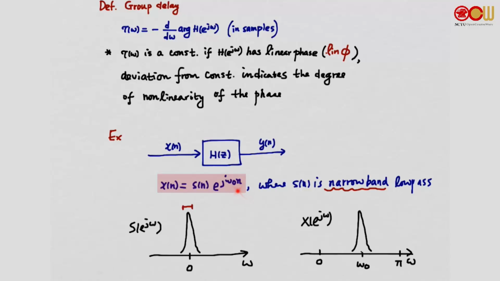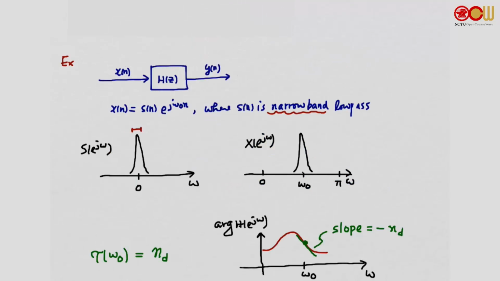x[n] is the product of s[n] and an exponential function. We know when a signal is multiplied by an exponential function, in the frequency domain it will get shifted. Originally S is centered at 0. Now X would be centered at ω0, and ω0 is the frequency of this exponential function here. When such a narrowband signal is passed through the LTI system, which part of the frequency response will matter to the final output?